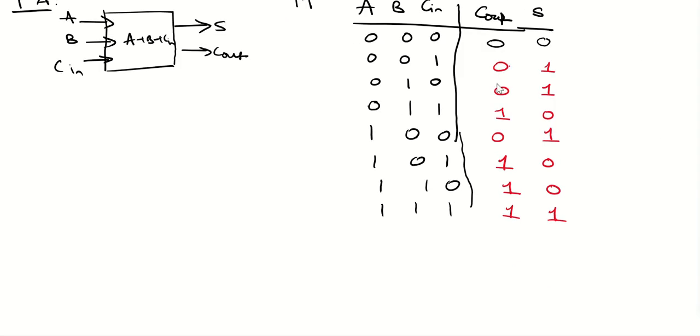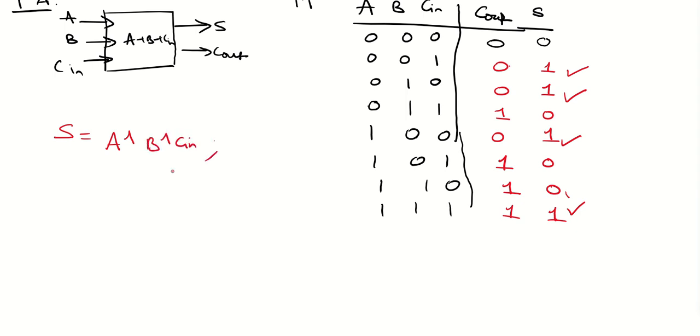Out of the 8 combinations, only a few have S equal to 1. So we can find the expression for sum and the expression for carry. This is the logic we need when implementing the sum. I can get it either by using K-maps or by logic. The sum expression you get from K-maps is A XOR B XOR C in.